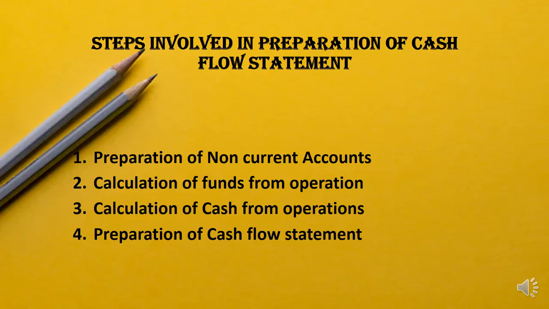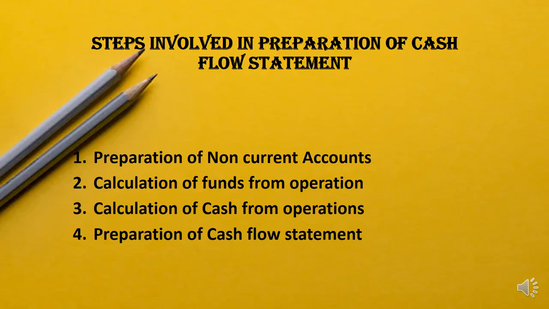The second step is calculation of funds from operation. This we would have seen in the last chapter. And the third one is calculation of cash from operations. After ascertaining net profit, that is funds from operations, a comparison of individual items of current assets as well as current liabilities is made and the changes are noted down. The decrease in current assets and increase in current liabilities are added to the net profit. An increase in current assets and decrease in current liabilities are subtracted from the net operating profit. The resulting figure after all these adjustments will represent cash from operation.